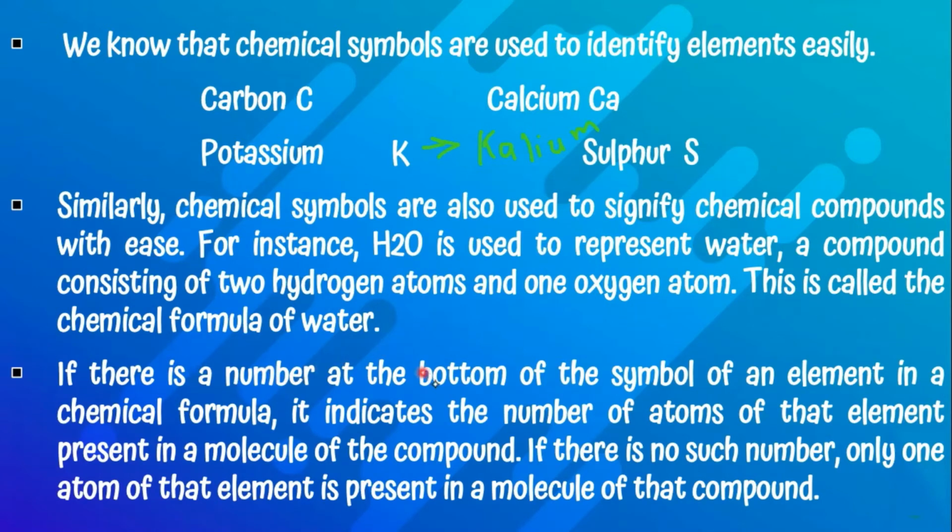If there is a number at the bottom of the symbol of an element in a chemical formula, it indicates the number of atoms of that element present in a molecule of that compound. If there is no such number, only one atom of that element is present in a molecule of that compound.